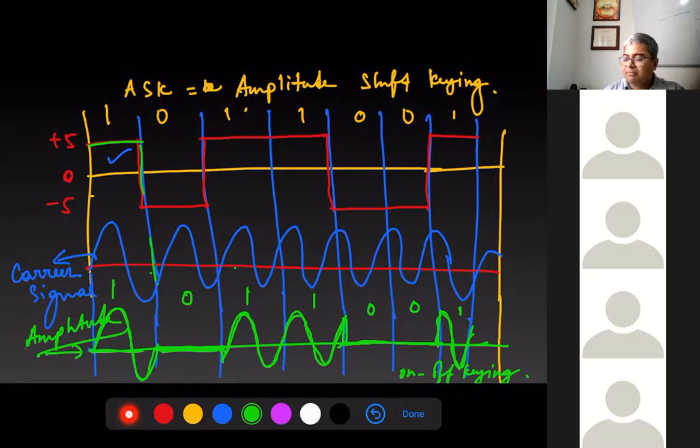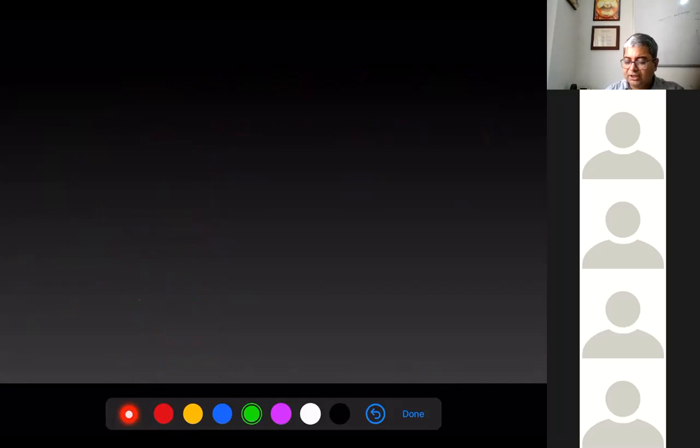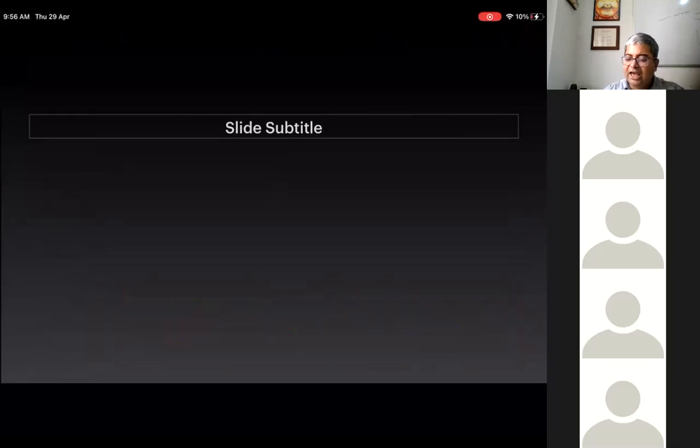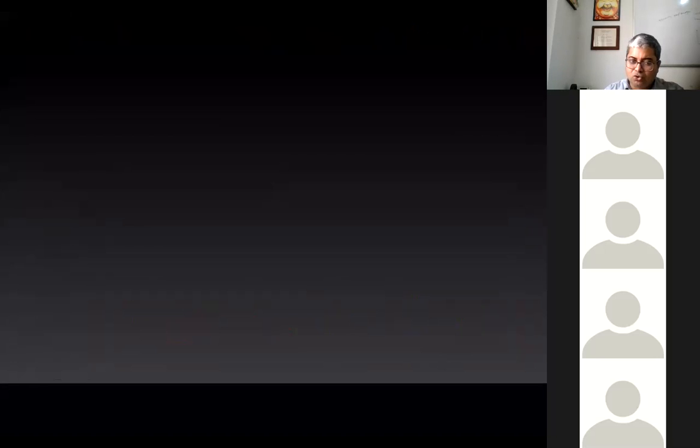Okay. Now come to frequency shift keying. The basic principle of shift keying is that I change the amplitude in case of amplitude shift keying, I change the frequency in case of frequency shift keying, and I change the phase in case of phase shift keying, to represent my digital bits in the analog signal. That is my main motto.